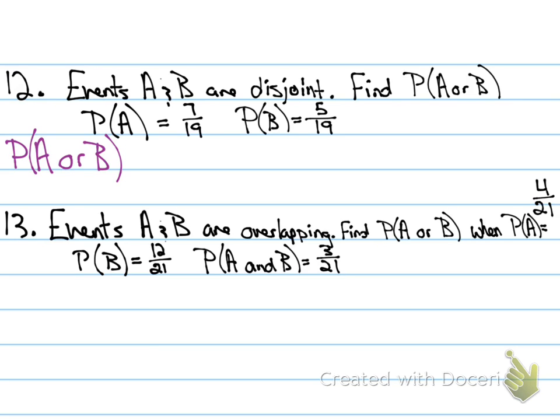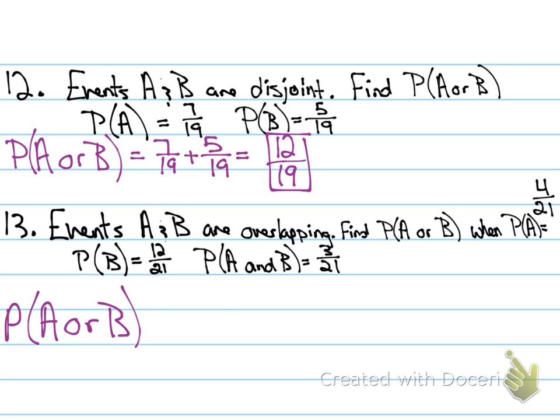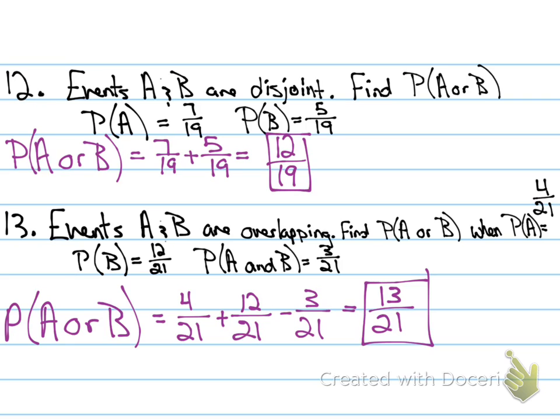Well, it's good that we're reviewing. So when it's disjoint, we add them together, and that's it. Okay, you can leave it a fraction. When it's overlapping, you add them, but then you have to subtract when it's both A and B, and then you get your answer. So you see here, it says probability that A and B happen is 3 over 21. So that's why I subtracted 3 over 21, because I want either or. If they both happen, then I have to subtract that out of my total. And my answer is 13 over 21.